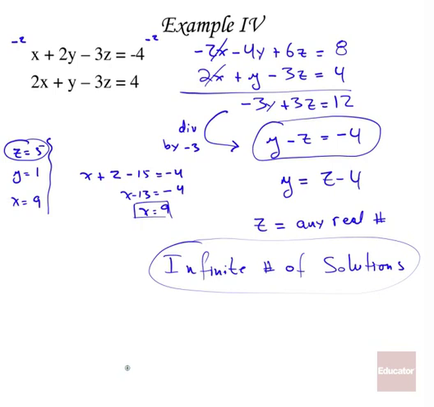Okay, so an infinite number of solutions is also another possibility. So we've seen a system that has one solution only. We've seen a system that had no solutions, it was inconsistent, and now we've seen a system that has an infinite number of solutions. Okay. Let's see what else we can do here.